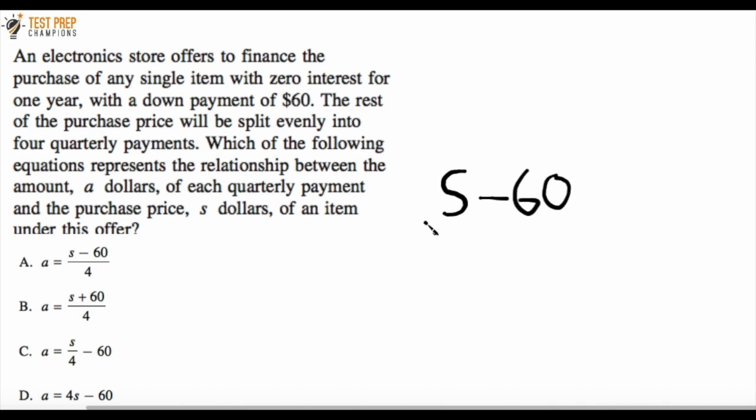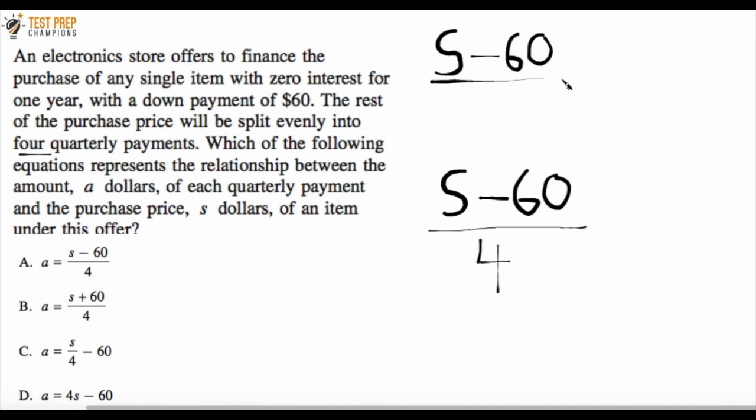All right. And if I'm splitting the payments up into 4 quarterly payments, which it says right here, that would mean that I would divide this by 4. So in other words, again, if the cost of a PS5 is equal to S and I pay $60 on it, the amount that I would have left to pay would be S minus 60. And if I'm splitting it up into 4 quarterly payments, I would just divide by 4. And A is the correct answer here. So hopefully this makes sense.